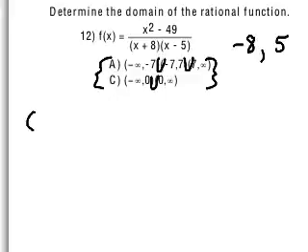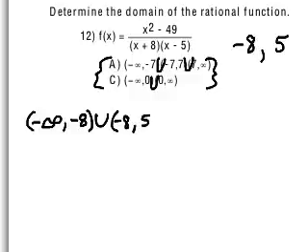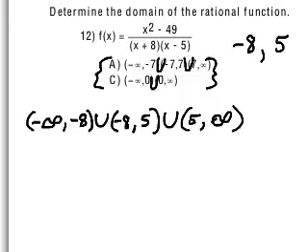Okay, so all real numbers except for negative 8 and 5 in interval notation. Start with an open paren with negative infinity, and that's going to go up to, but not including negative 8. And then that's going to be unioned with the interval from negative 8 to 5, not including negative 8 and positive 5. And then unioned with open paren 5, not including 5, and going to positive infinity. And that's the answer.